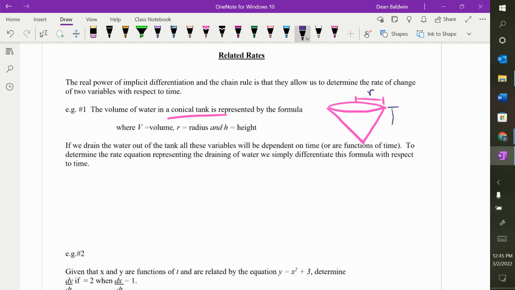There's your radius, and there's your height. All right. We're draining the water. We filled it with water, and we're draining it out.